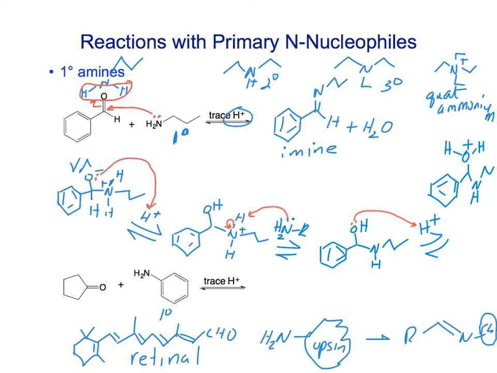Which is more basic, an alcohol or an amine? The amine is actually more basic. So at this point, the equilibrium could lie back towards our reactants. But we only have to protonate a little bit here to get that water molecule to leave, because that's the best leaving group we could have in this whole thing.